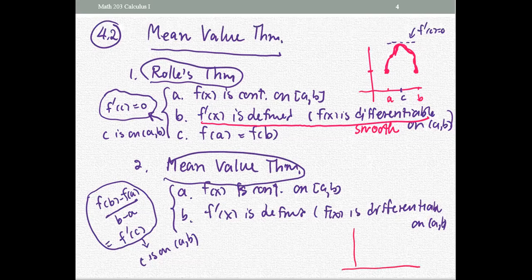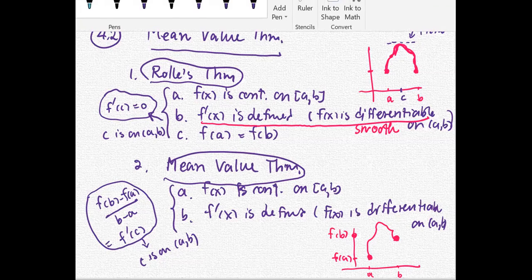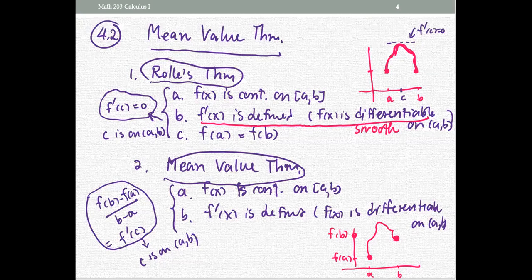And then for the mean value theorem, the graph has point A and point B, but the function values are not necessarily the same. So if this is the function value at A and this is the function value at B, you have the graph, for example, start here, go somewhere, and then come back here. See the function values at point A and point B. And there is a point C that has the same slope.